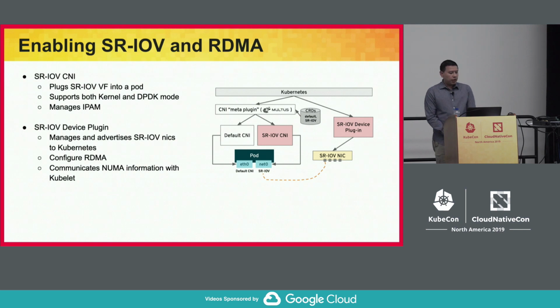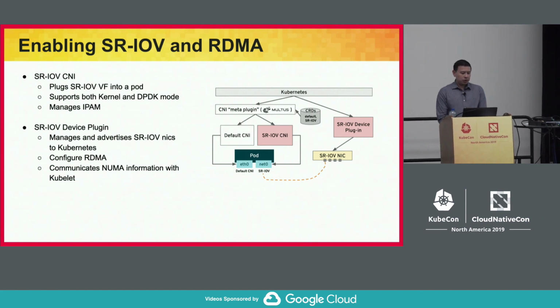Now that we can attach to multiple networks, we need an actual mechanism to do so. We developed an SR-IOV CNI, which in effect plugs an SR-IOV VF into a pod. Really what that usually means is the VF will be placed into the pod's namespace. That's if it's kernel mode. We do support DPDK mode, in which case you'll be running a PMD driver and something like that. The CNI does have the option to manage IPAM if needed, just like others.